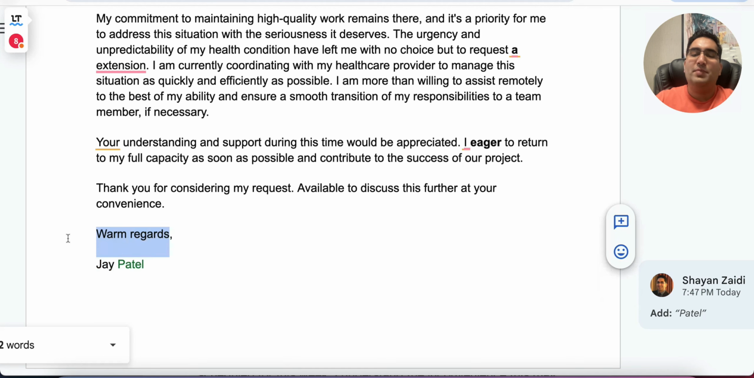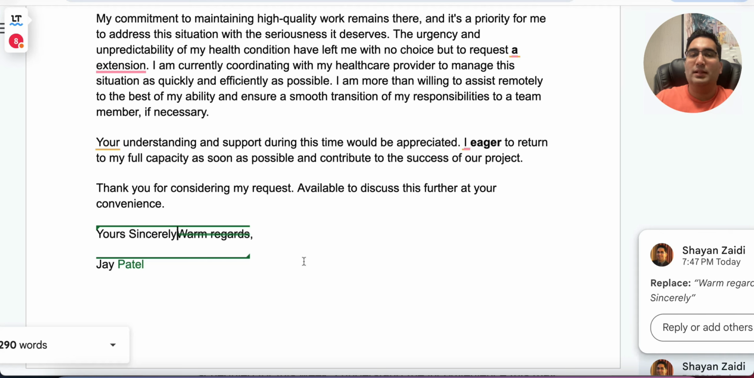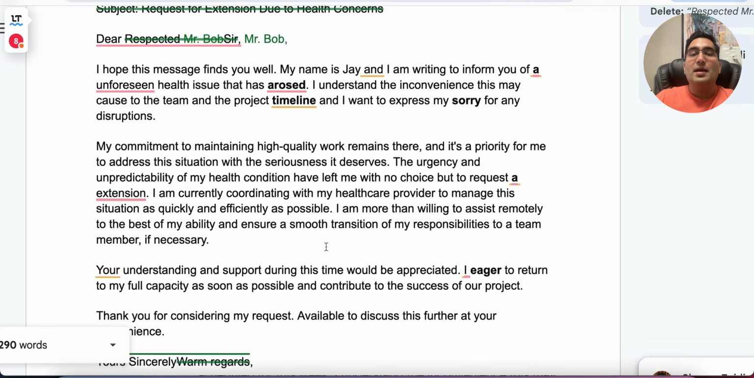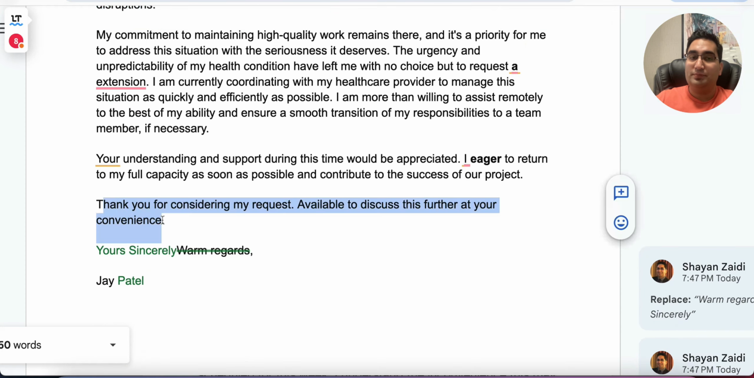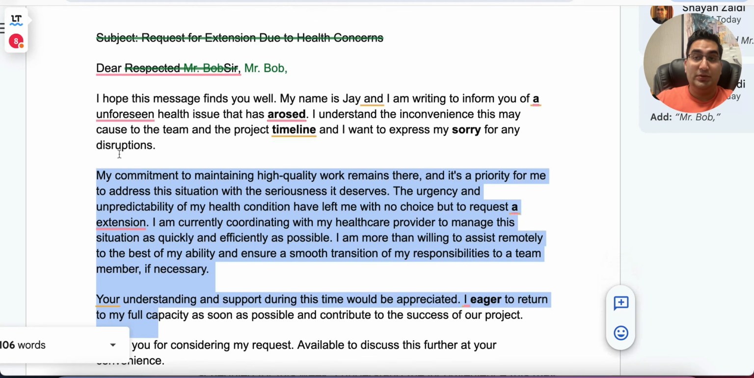Warm regards is okay, but it's better to go with yours sincerely, since that is widely accepted as the formal email response salutation towards the end, instead of warm regards, which is a little bit more informal. Okay, you have to help the AI throughout this writing to understand that you have actually answered all bullet points. How you do that is by doing an intro, doing a conclusion, and then you should have three body paragraphs here. He only has 2.